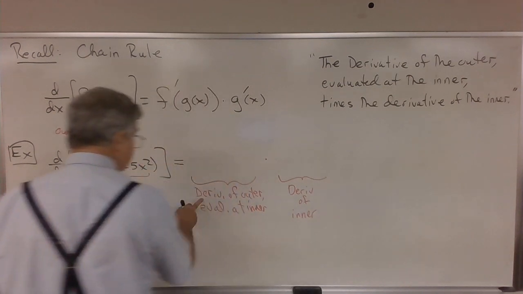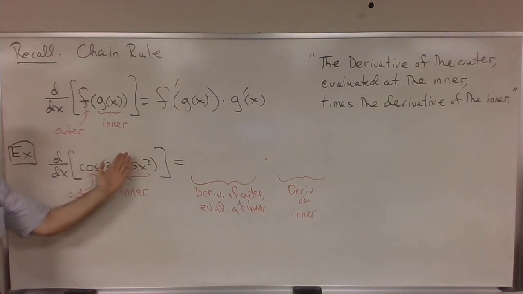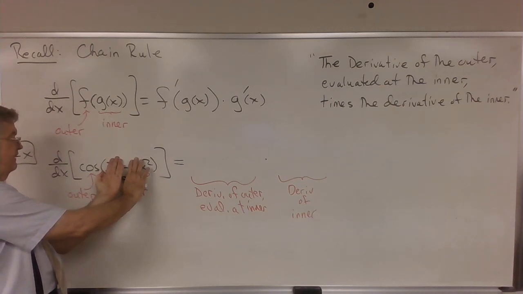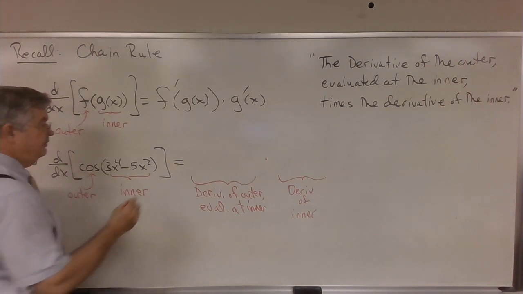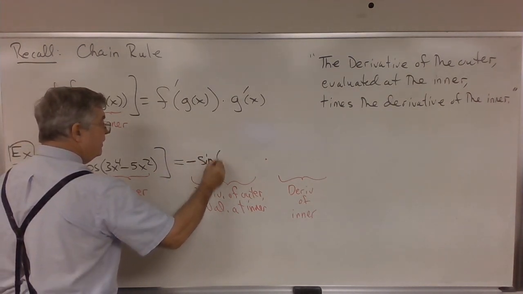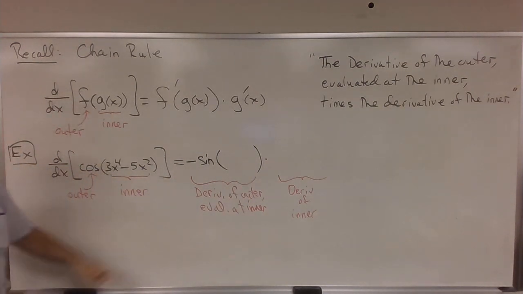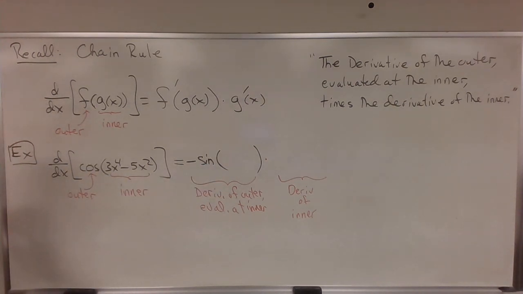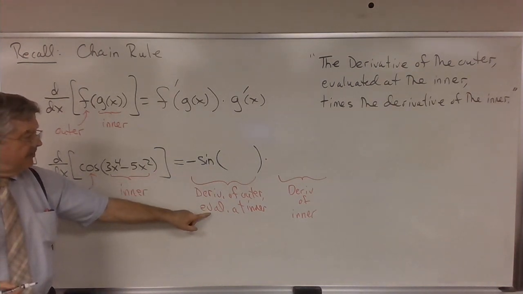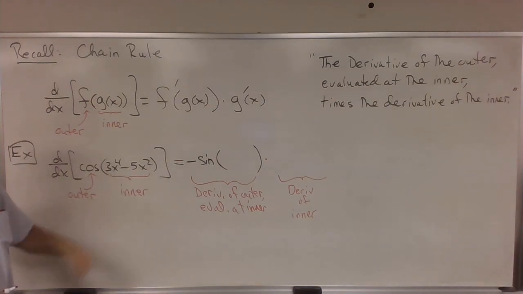So first of all, the derivative of the outer function. The outer function is cosine evaluated at something. So the derivative of the outer is negative sine evaluated at something. And we evaluate this at the inner function, 3x to the fourth minus 5x squared.